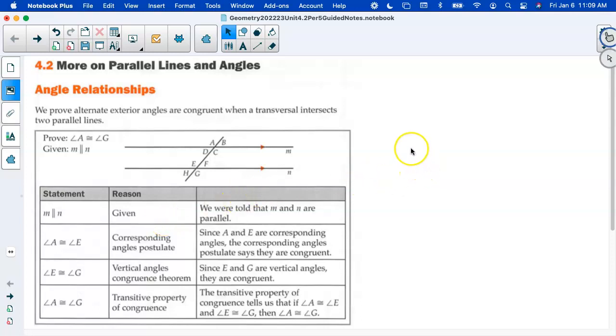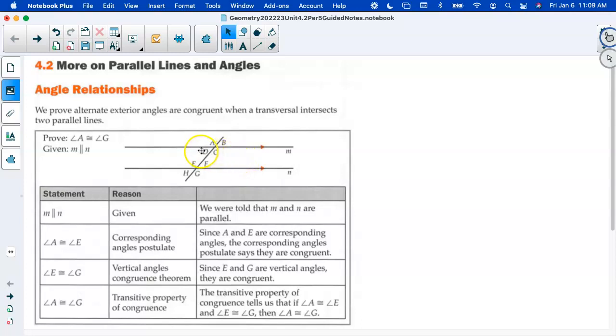Okay, everybody, we're going to look at parallel lines and the angles that are related to them. We prove alternate exterior angles are congruent when a transversal intersects two parallel lines. Now, we talked about this briefly. Alternate interior angles are on opposite sides of Timmy the transversal, and they're inside the imaginary box.